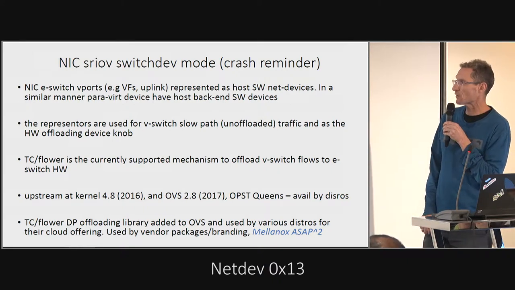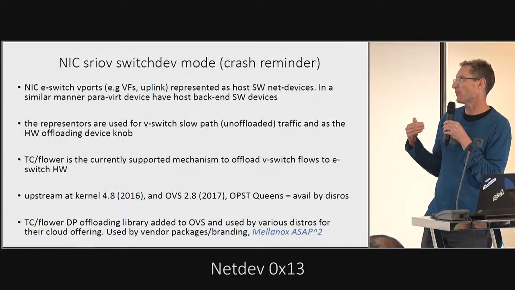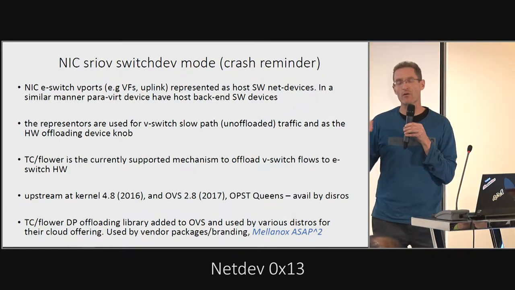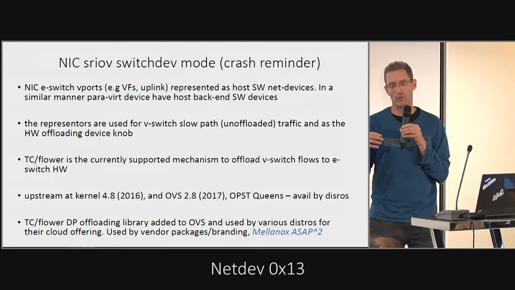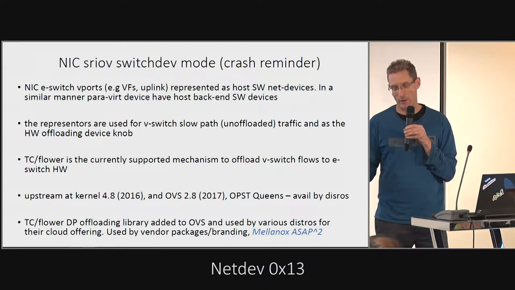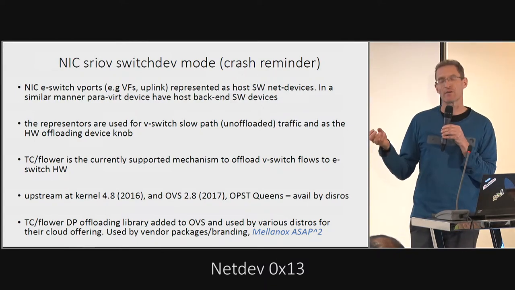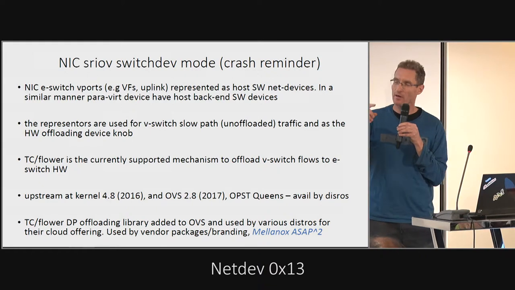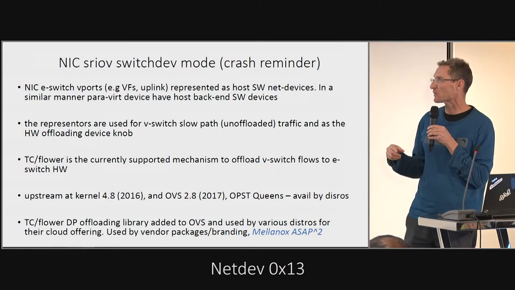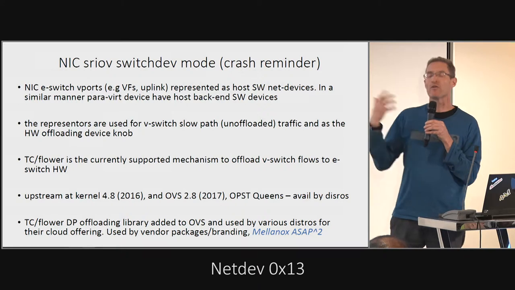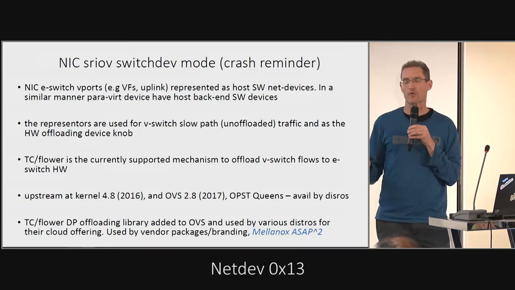And this representation is used for both in this scheme. When we say unoffloaded traffic, we mean that you have a virtual function running a VM and you have an embedded switch, but sometimes the traffic does go through the hypervisor. We refer to this traffic as the unoffloaded one. Typically, it's the first packet of a flow.